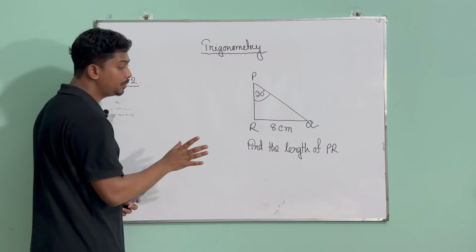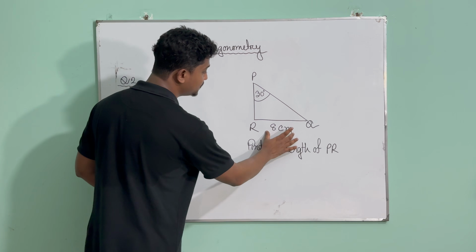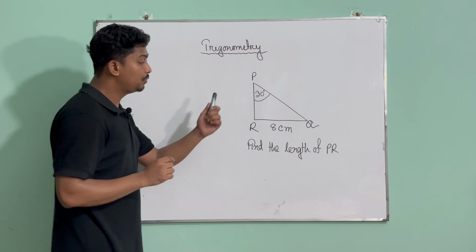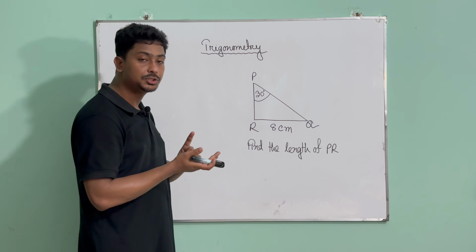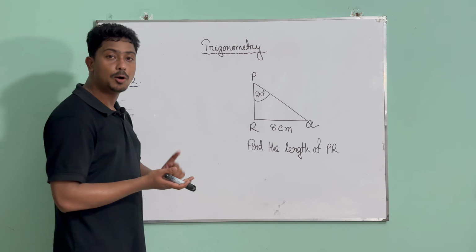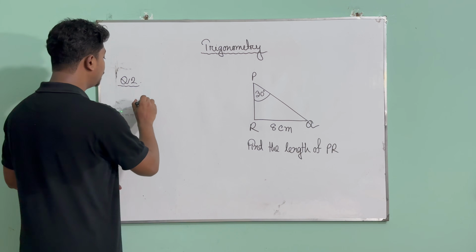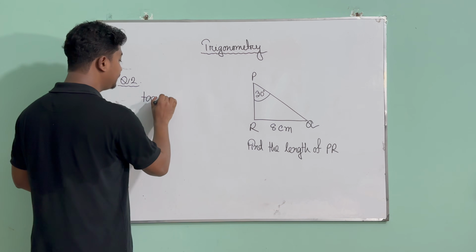Now the information given to us is the opposite, and we have been asked to find the adjacent, and we are also given the angle. Now what function comes with angle, opposite and adjacent? No hypotenuse. Yes, tan function, right? So we can use tan 30.